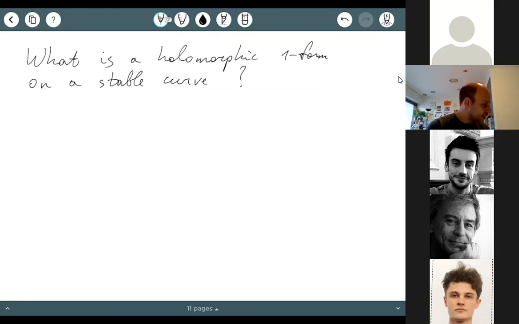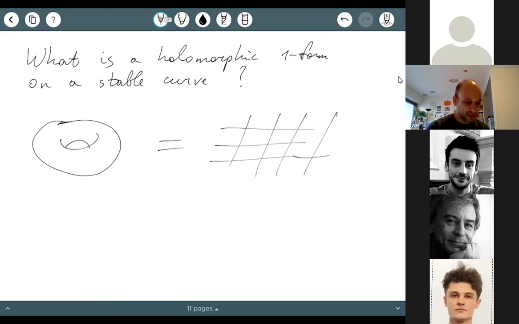So for instance, let's look at the example of elliptic curves. So here is an elliptic curve. It is obtained from the complex plane by quotienting by a lattice of parallelograms. So a holomorphic one form here is just a constant times dz. And this is a holomorphic one form that descends on the elliptic curve because it is periodic. dz here and dz here is the same. And it has two periods. So if I integrate this holomorphic one form along a cycle like that or like that, I will get two complex numbers that you can see here.